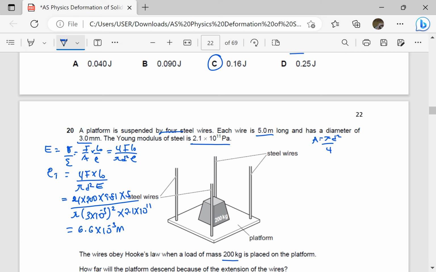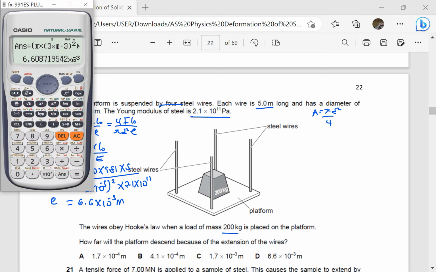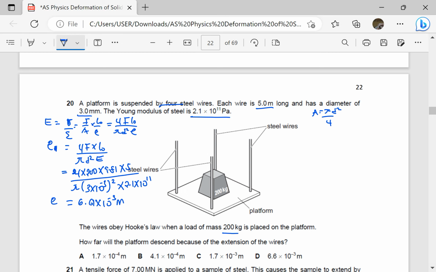Actually, what I've calculated here is the extension of one wire if it was used alone, because there are 4 wires. So this is going to be the extension of one wire. So this would be the extension of one wire if it is used alone. 6.6, I'll add a 1 here, 6.61 times 10 power negative 3 meters.